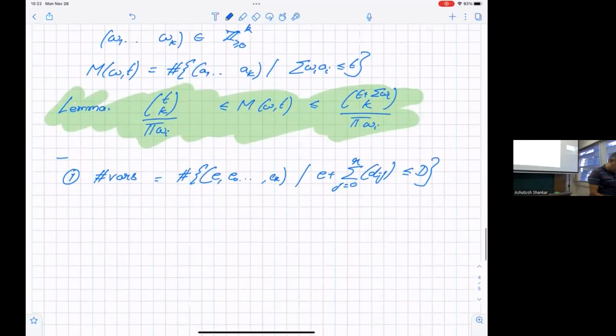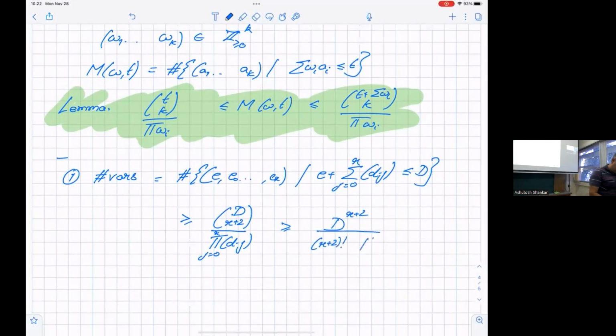So a lower bound on this is certainly larger than or equal to D choose K. So what is K here? K is R plus 2. R plus 2 by product D minus J, J going from 0 to R. Is that right? So that's just further bounded by taking D to the power R plus 2 by R plus 2 factorial product D minus J.